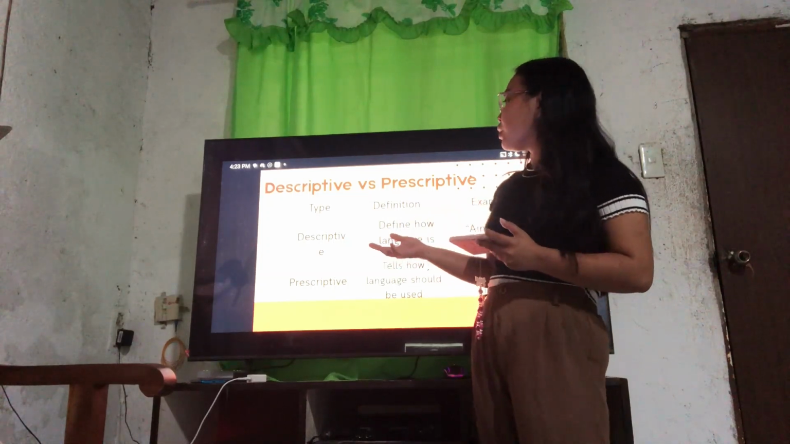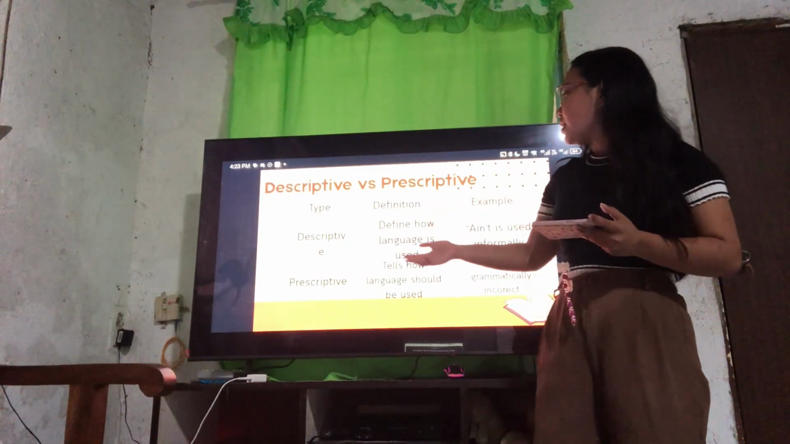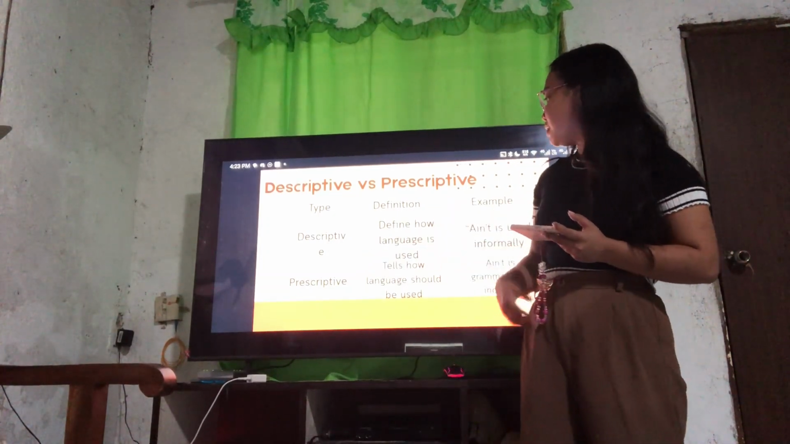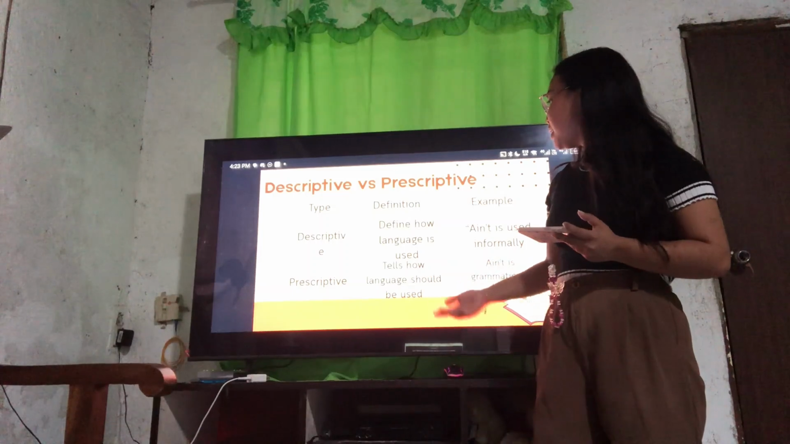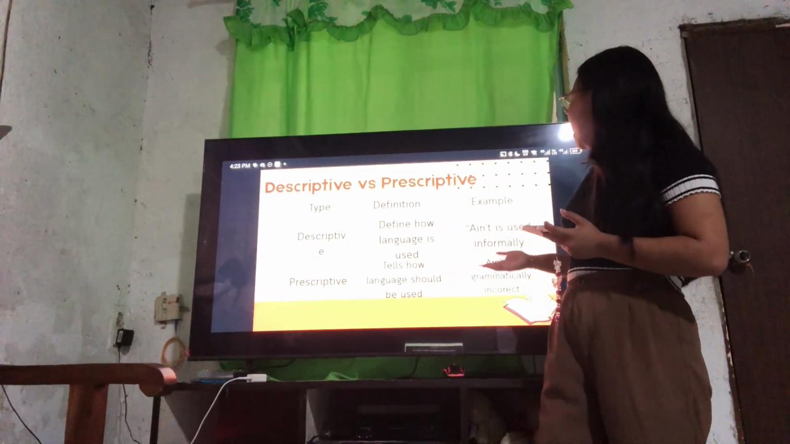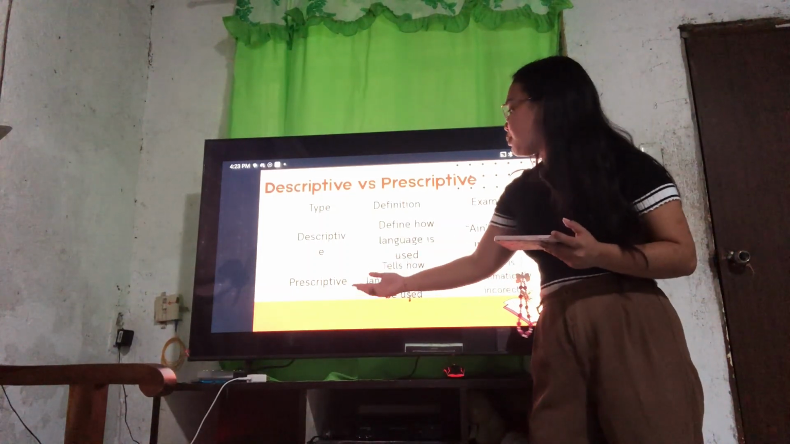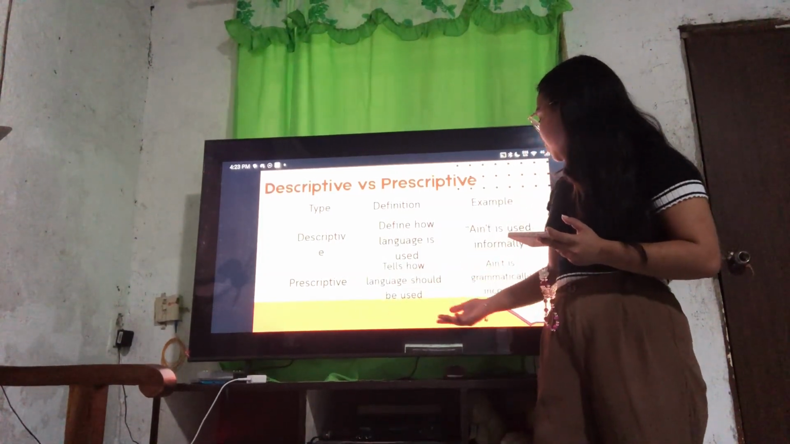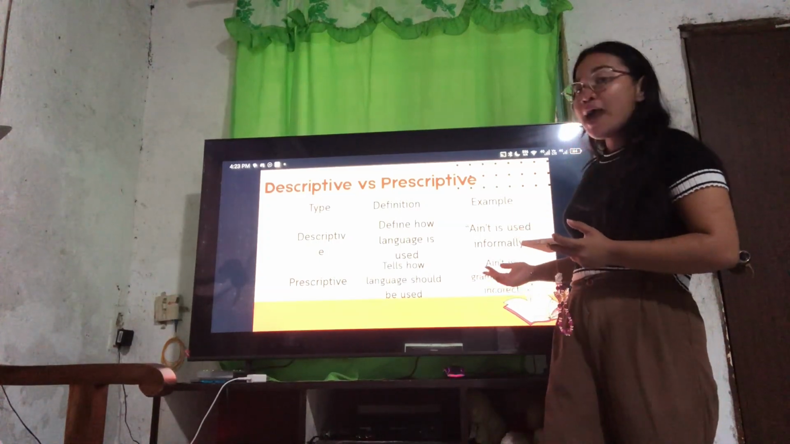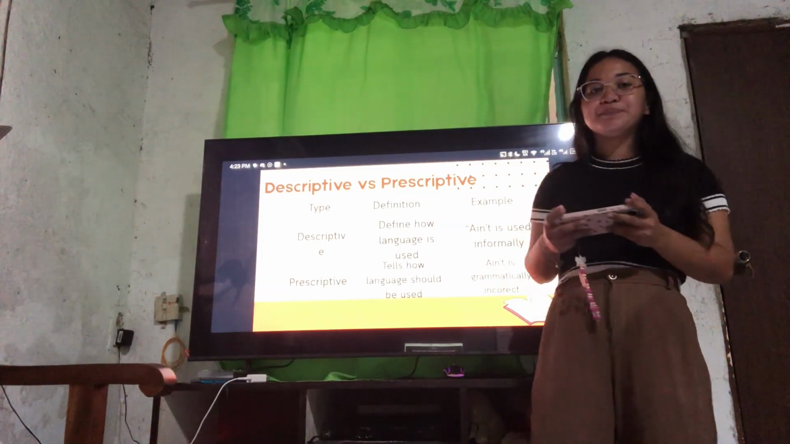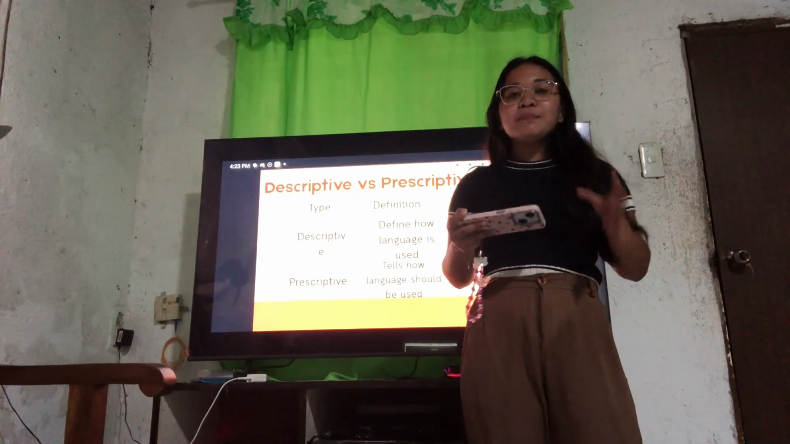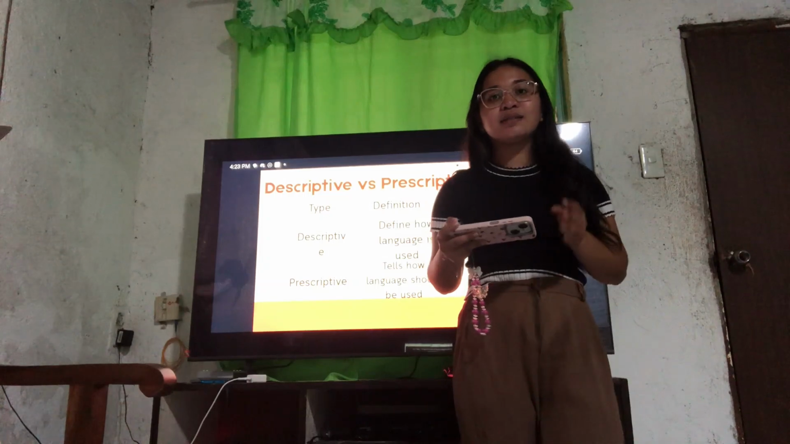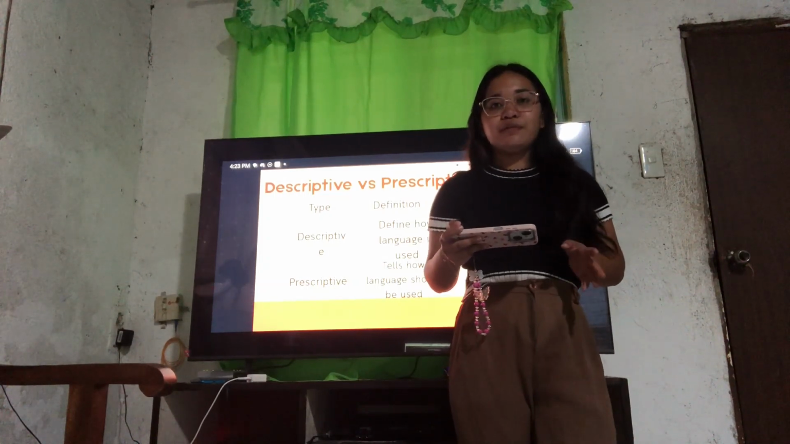Next, we compare descriptive versus prescriptive. Type: descriptive. The definition of descriptive is how language is used, and an example is "ain't" being used informally. Next type is prescriptive. The definition of prescriptive is how language should be used. The example of prescriptive is "ain't" is grammatically incorrect. Many people confuse grammar rules, prescriptive, with how people naturally speak, descriptive. Both are valuable in different contexts.